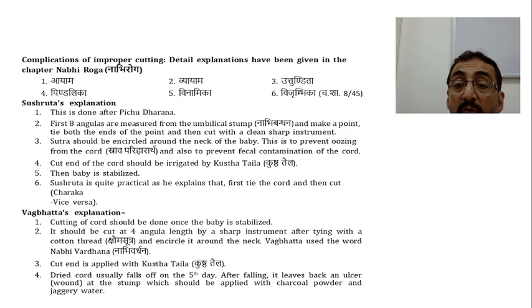Then the dried cord usually falls on the 5th day, and after falling it leaves behind an ulcer or wound at the stump area, which should be applied with charcoal powder and jaggery water. So this is explained by Vagbhata. Charcoal powder may be useful to prevent the sravas; it absorbs the srava and makes the area dry. And jaggery is a sandhaniya drug, so maybe they were using jaggery for proper healing.